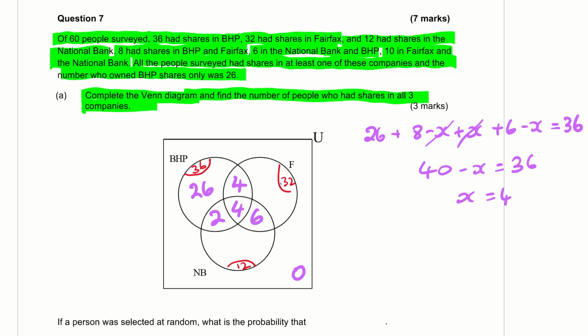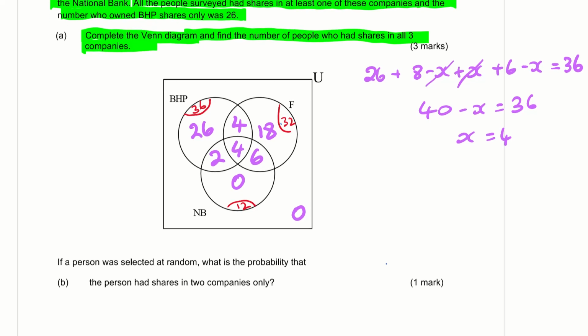and this bit will be 6, and we know 12 in total had shares in National Bank. We've already got 12 in there, so that bit must be 0, and 32 in Fairfax. We've already got 14 in there, so we must have a further 18 people. 18 plus 14 giving me 32.